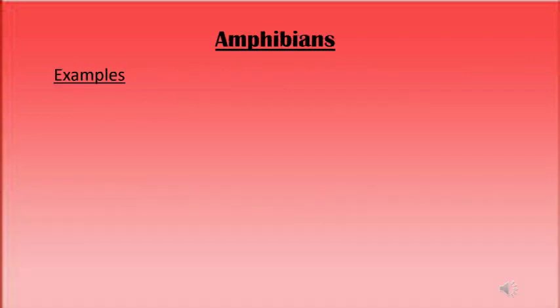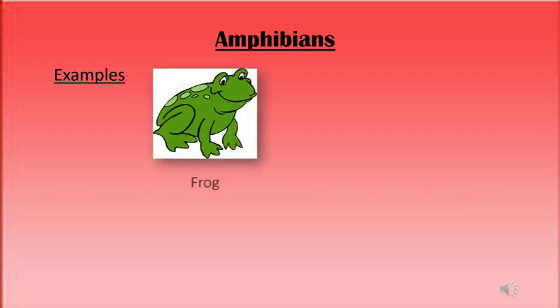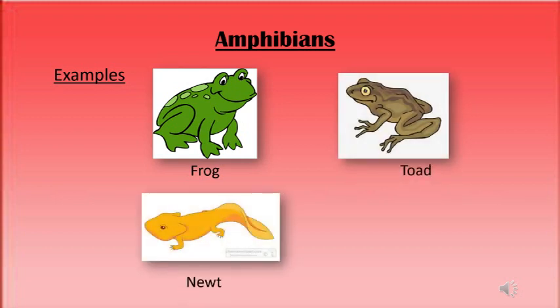Students, now I am going to show you some examples of amphibians. From this slide you can see the amphibians. These are some of the amphibians. The first one is a frog. Toad, newt, and salamander are some examples of amphibians. All these animals live on water and land both, and they lay eggs and they have a moist scaleless skin. So these are some examples of amphibians.